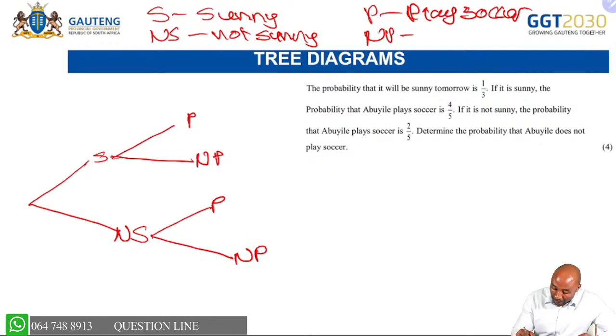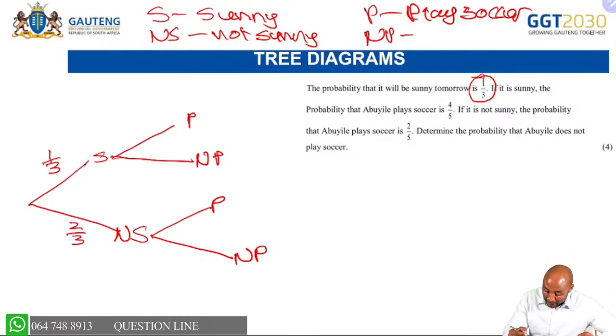Now, the probability that it is sunny is 1/3. I'll put the probability there. So these are complementary events. Either it is sunny or not sunny. So to get the probability of not sunny, we use complementary events. It becomes 1 minus 1/3, giving us 2/3.